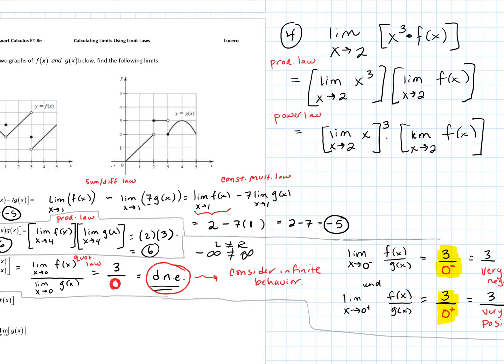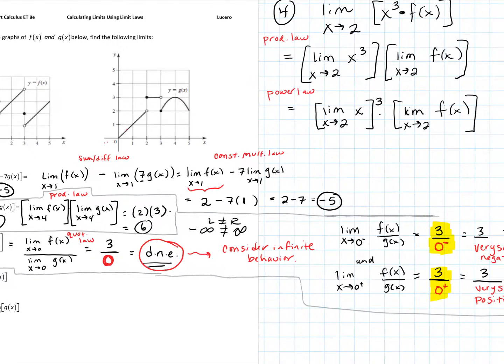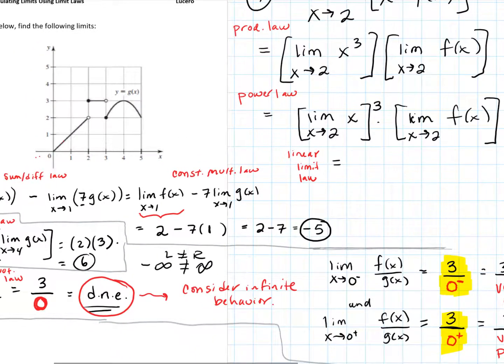And then we actually have that linear limit law that says that the limit of x as x approaches 2 is simply going to be 2. So that linear limit law says that this is just going to be 2 cubed. Okay, linear limit law says that's just 2 cubed.